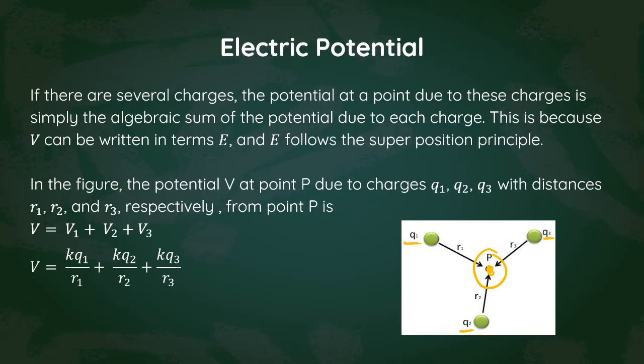In the figure, the potential V at point P due to charges Q1, Q2, and Q3 with distances R1, R2, and R3 respectively from point P is, of course, V is equal to the voltage due to charge 1, voltage due to charge 2, and voltage due to charge 3. If you change your expression V1 to what it is equal to, which is kQ1 divided by R1, so V is equal to kQ1 divided by R1 plus kQ2 divided by R2 plus kQ3 divided by R3 in this case here in our illustration. So if we have 4 charges surrounding point P, then we will have V1 plus V2 plus V3 plus V4.